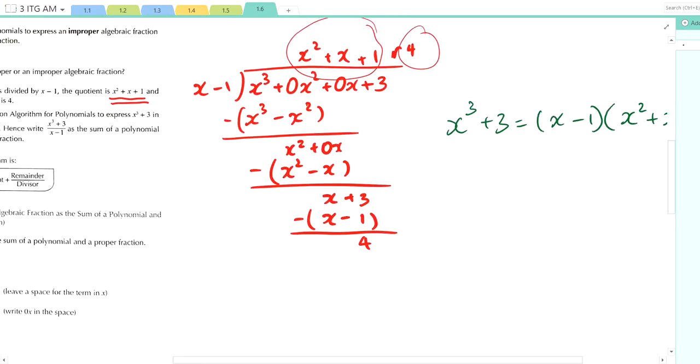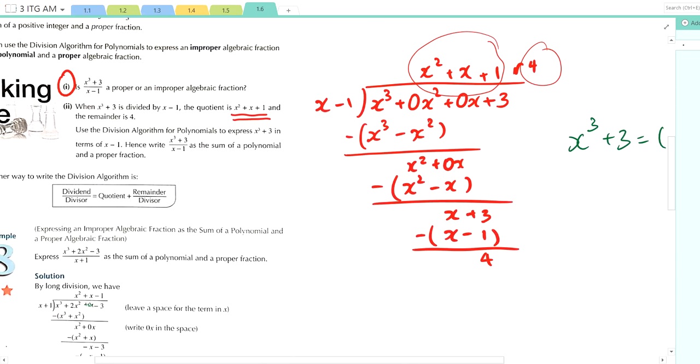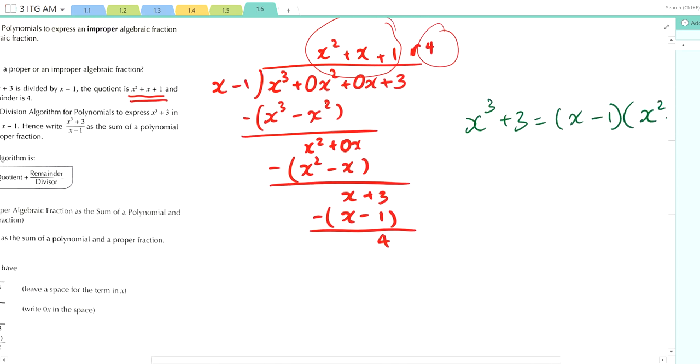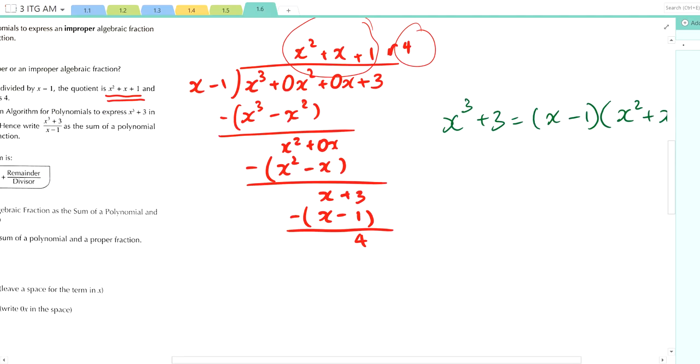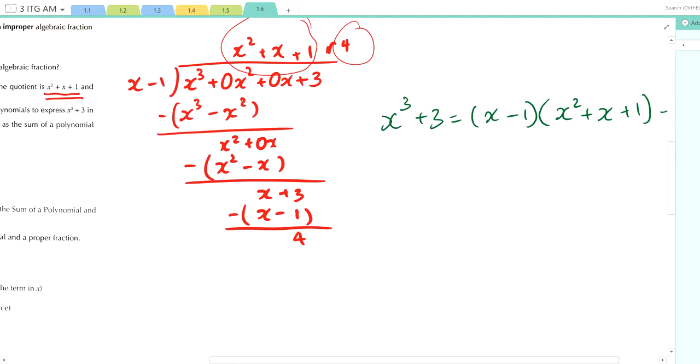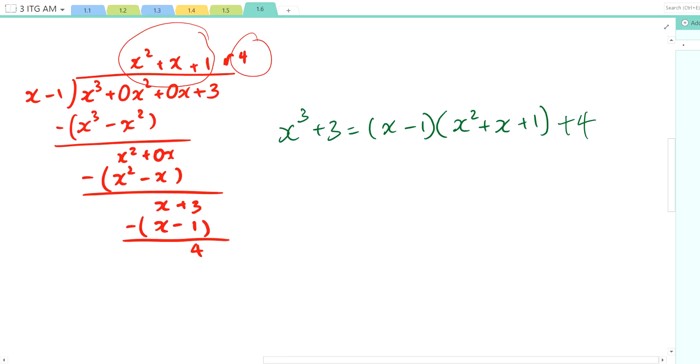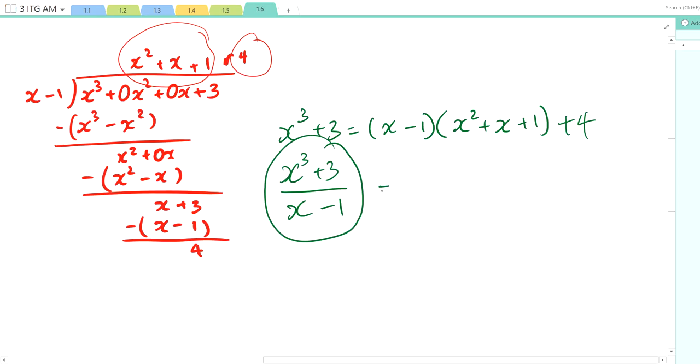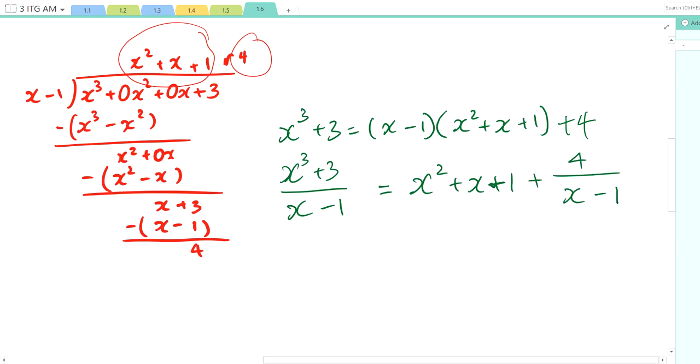Okay, so if we choose to write it in terms of a fraction, where we have our dividend divided by the divisor, in this case the dividend is x cubed plus 3, the divisor is x minus 1, I am going to divide throughout by x minus 1. This is what I will get: x cubed plus 3 over x minus 1. Take note that this is simply x cubed plus 3 divided by x minus 1. Then on the right hand side of the equal sign, I'm going to have only my quotient left, x squared plus x plus 1, and my remainder is now 4 over x minus 1.